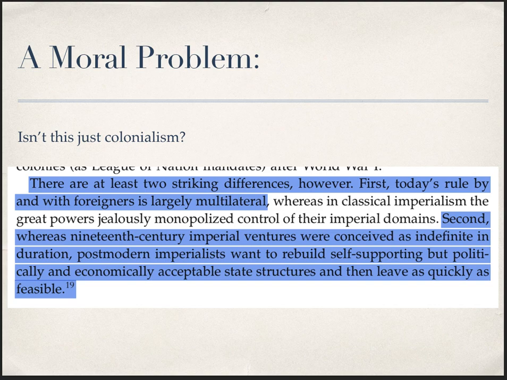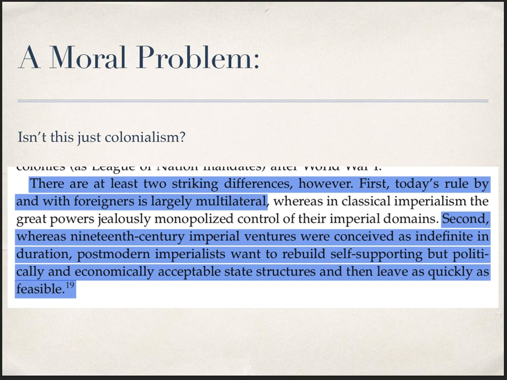First, the rule is largely multilateral. They argue that you can't have a conglomerate of countries sucking the resources out of some place like Iraq, if it's being led multilaterally. That's very different, they argue, than France or Britain taking over large swaths of Africa or South Asia and just using them as an extraction engine for wealth generation in Europe.